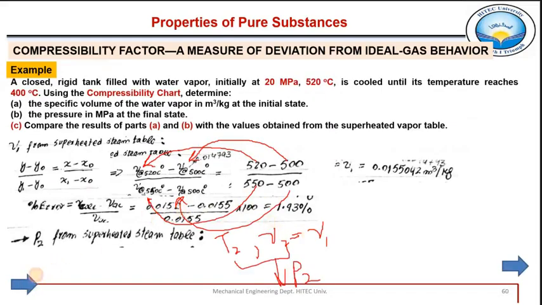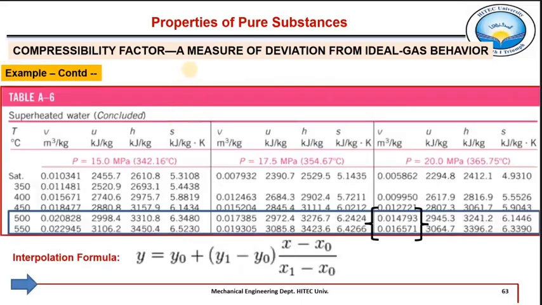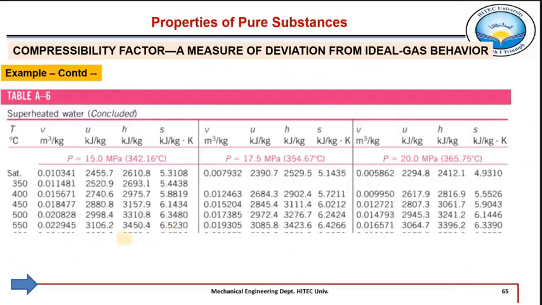The given V is 0.0152. Volume is given and temperature is given, and we want to calculate pressure at 400 degrees Celsius. So the volume is 0.0152.